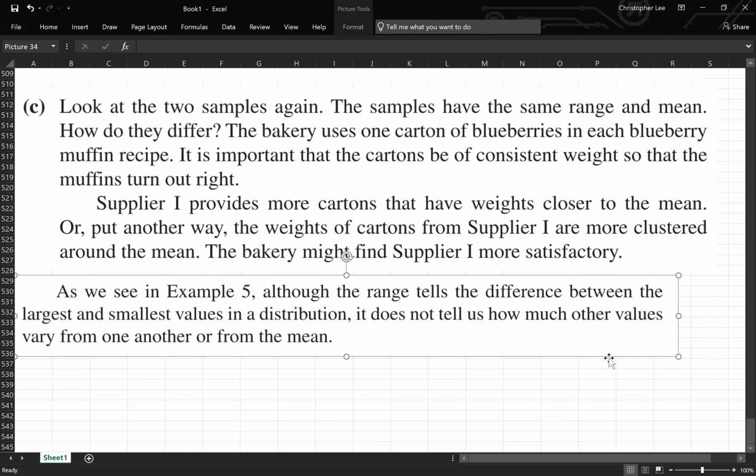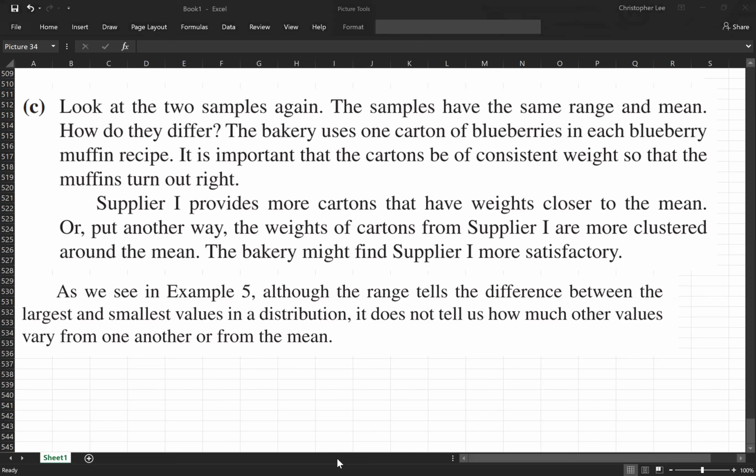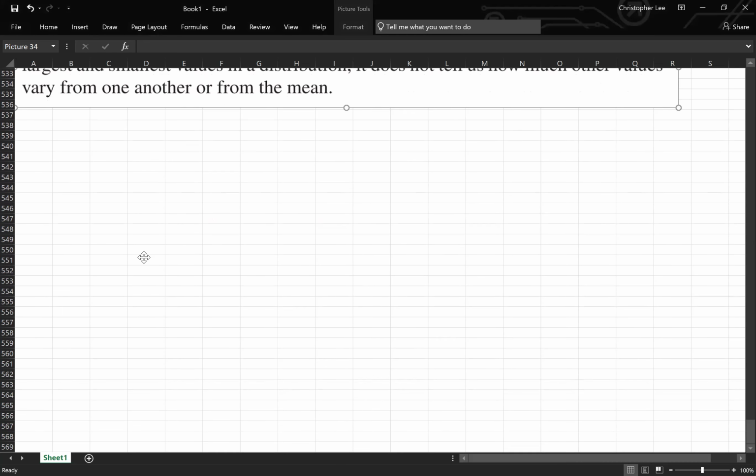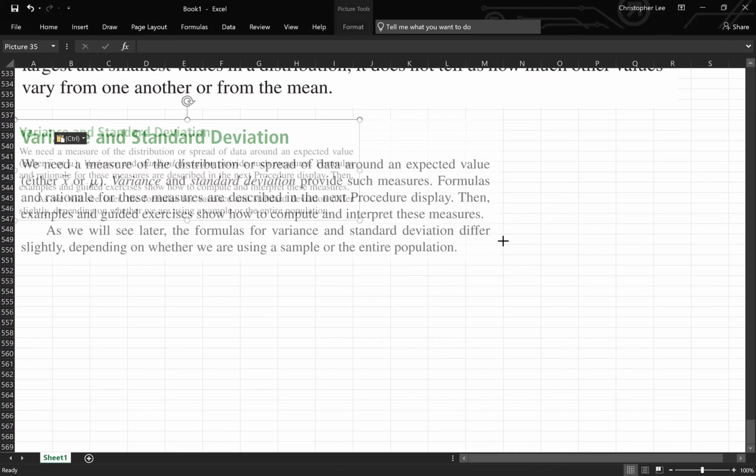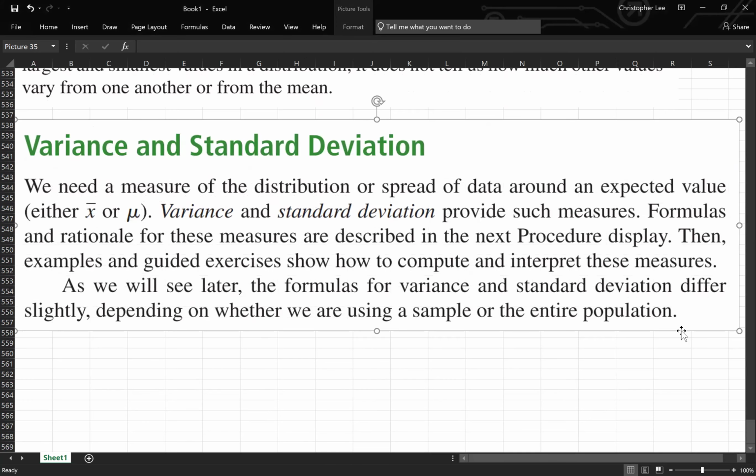So as we see in example five, although the range tells us the difference between the largest and the smallest values in a distribution, it does not tell us how much other values vary from one another or from the mean. So what I'm kind of hinting at is that we want to talk about variance and standard deviation. This will be asked on your test.